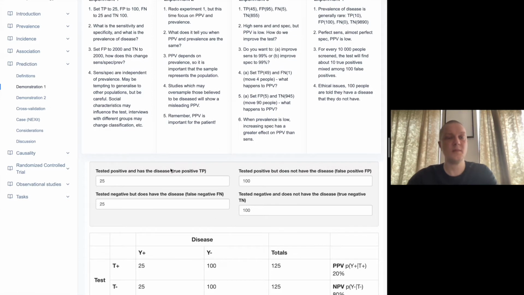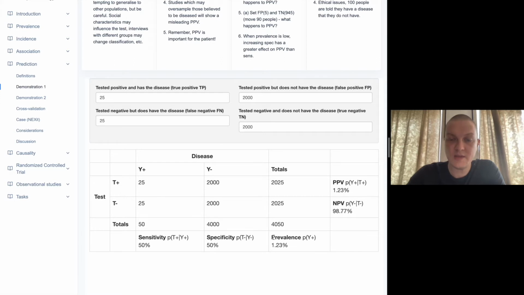Okay, now set the false positive to 2000, and the true negative to 2000. So how does this change the sensitivity, specificity, and prevalence? The prevalence is now only 1.23%. We have 4,050 individuals, and 50 of them had the disease. So the prevalence is now lower than before. But the sensitivity and the specificity are the same.